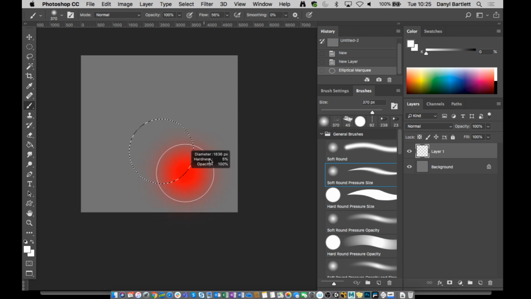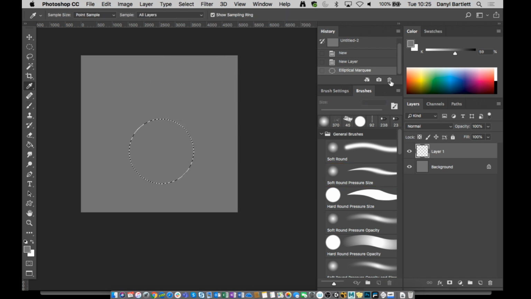I'm going to make sure the hardness is 0. I'm going to make it fairly large as well, so it's quite a fair size. Then I know that this background is 50, and if I eyedropper it, it should come out. Did I say 59?